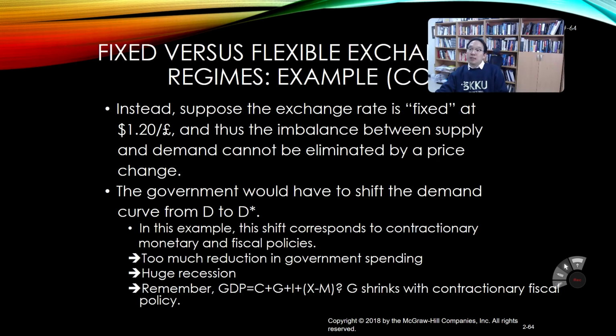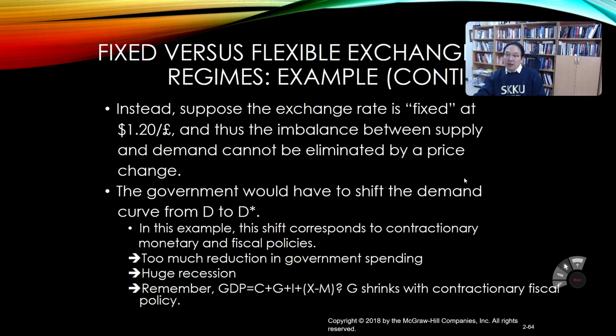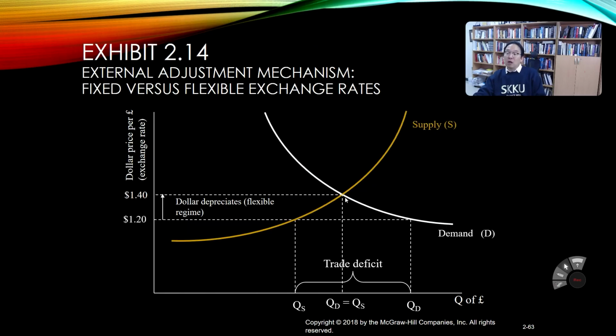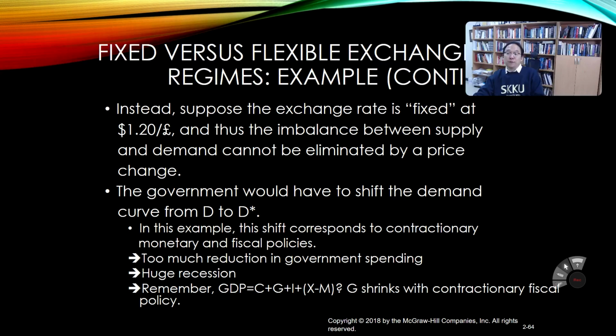Now, instead, suppose the exchange rate is fixed at $1.2 per pound, and thus the imbalance between supply and demand cannot be eliminated by a price change like this, right? Remember here, the natural price change took care of everything. But if you enforce a fixed exchange regime, then what happens? Then the government would have to shift the demand curve from D to D star. In this example, this shift corresponds to a contractionary monetary policy and fiscal policy, which means too much reduction in government spending, which may result in a huge recession.